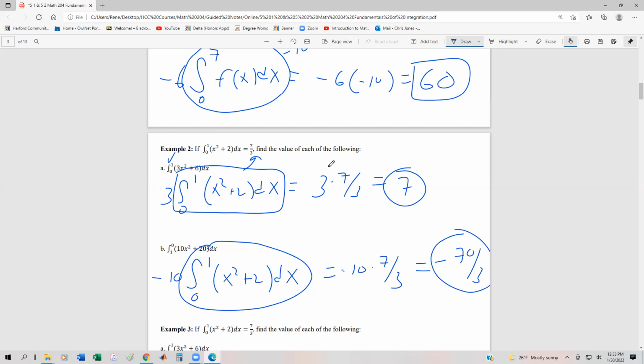So we're going to do a few more examples in the next video, but this is just an essential overview of some of those rules of being able to work with our integrals.